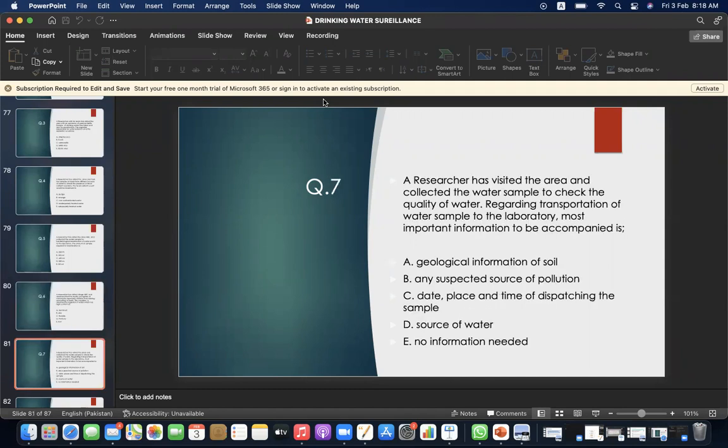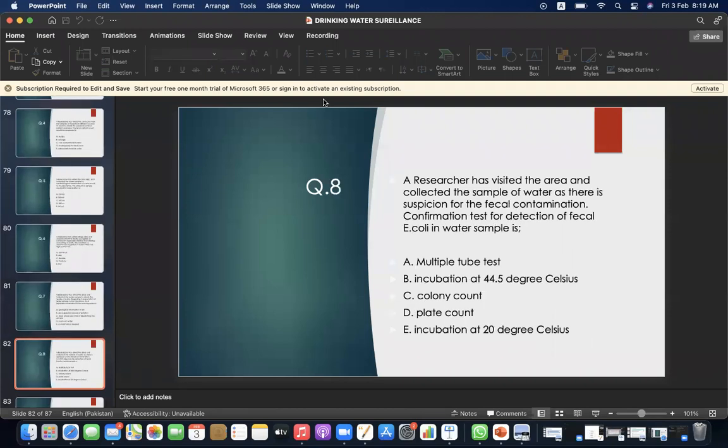Seventh: a researcher has visited the area and collected a water sample to check the quality of water. Regarding transportation of the water sample to the lab, the most important information to be accompanied is A, geological information of soil, B, any suspected source of pollution, C, date, place, and time of dispatching the sample, D, source of water, E, no information needed. Yes, it's C, we have to write the date, place, and time of dispatching the sample.